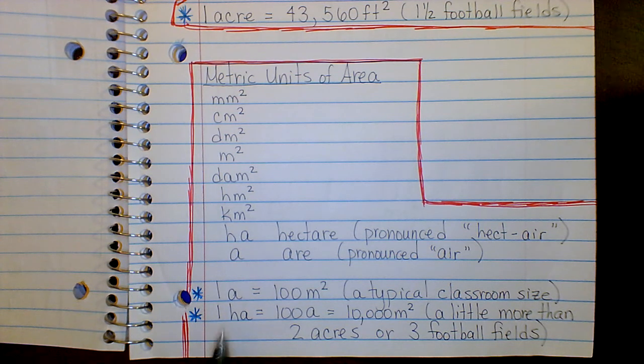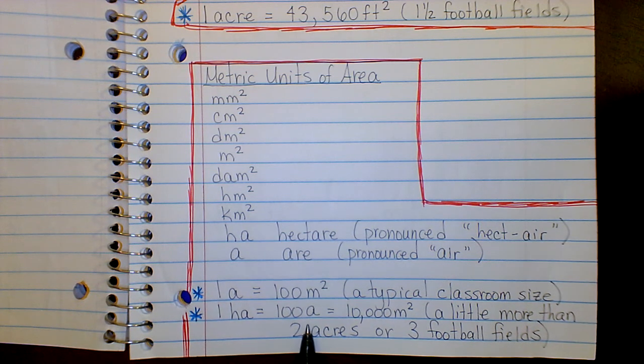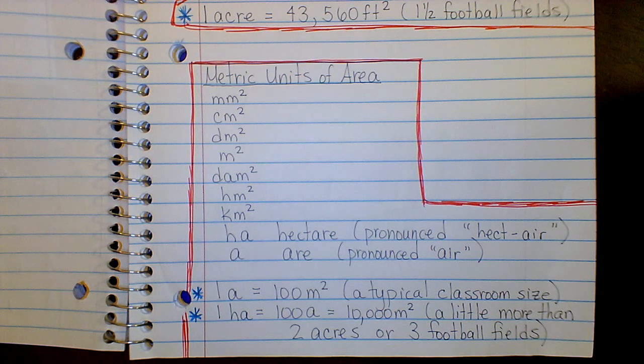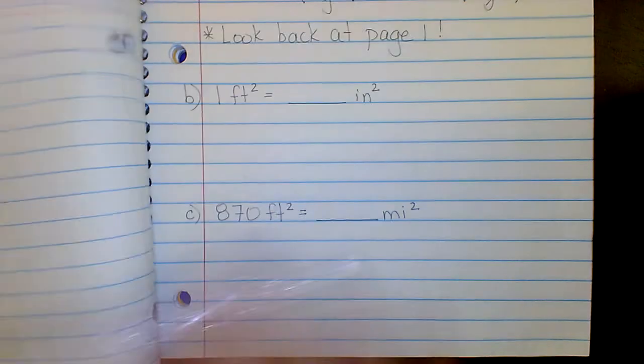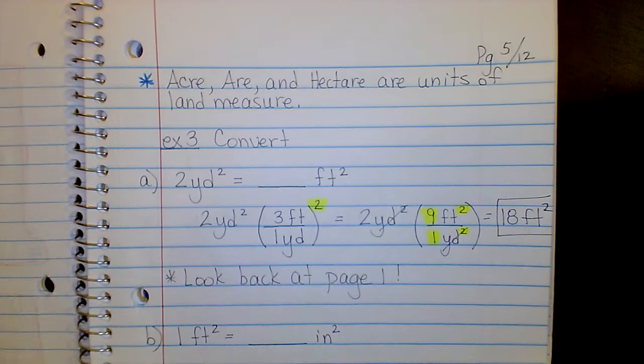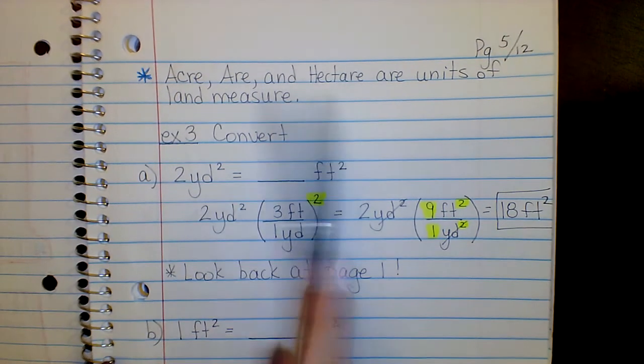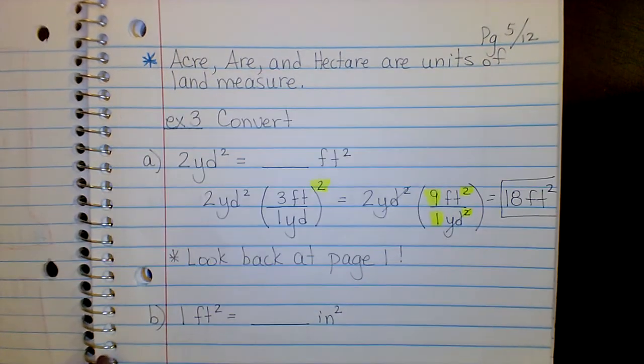Just to give you a frame of reference, 1 are is 100 square meters. That's about a 10 meter by 10 meter space. That's about a typical classroom size. A hectare is about 100 ares, 10,000 square meters. It's about 2 acres or 3 football fields. So I already said that acre, are, and hectare are units of land measure.